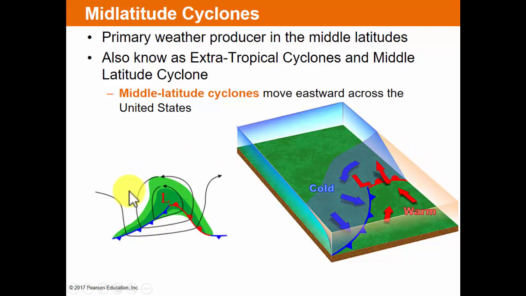And this is the primary weather producer in the mid-latitudes. If you don't have a mid-latitude cyclone moving along, then you have a big area of high pressure, and high pressure creates fair weather. In between big areas of high pressure come cyclones, or areas of low pressure, or mid-latitude cyclones. So the mid-latitude cyclones move eastward, which means they move from west to east across the United States.